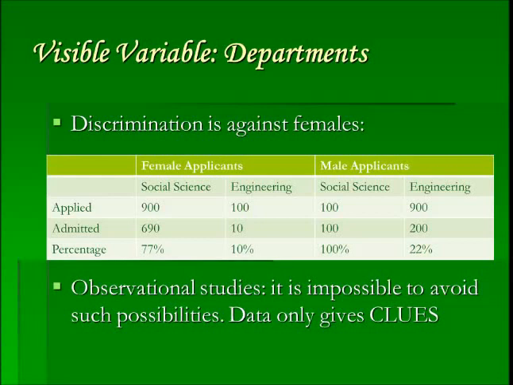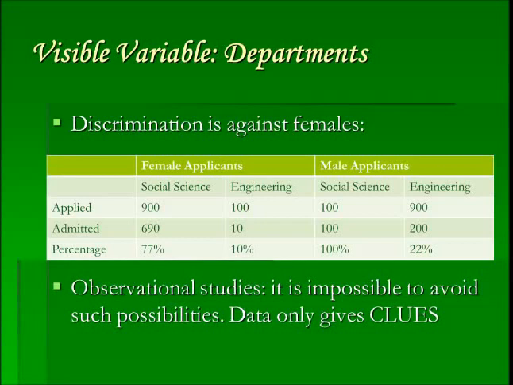The same is true in social sciences. 100 males applied to social science, all of them got in. 900 females applied to social science, 690, 77% got in. So again, they are favoring male candidates. So in both the schools you have favor. This is a well-known paradox, but it shows the point that I am trying to make, that when you go to the real mechanism, you find that the discrimination is against females, but the surface analysis shows the opposite thing.